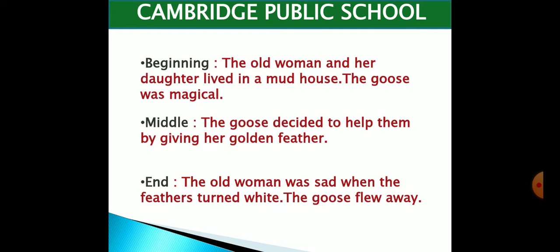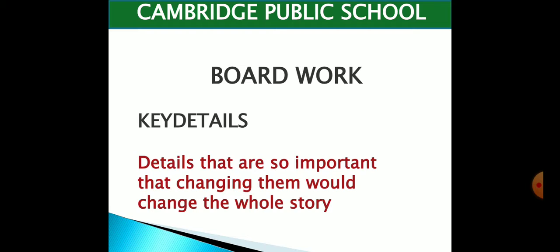Beginning. If you see beginning, middle and end. The beginning of the story is the woman and her daughter lived in a mud house. The goose was magical. In the middle, if you see, the goose decided to help them by giving her golden feathers. And the end of the story is the old woman was sad when the feathers turned white. The goose also flew away. This kind of beginning, middle and end we saw in the story.